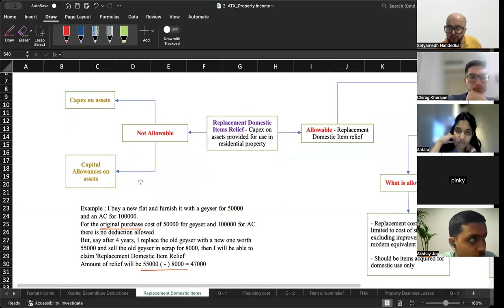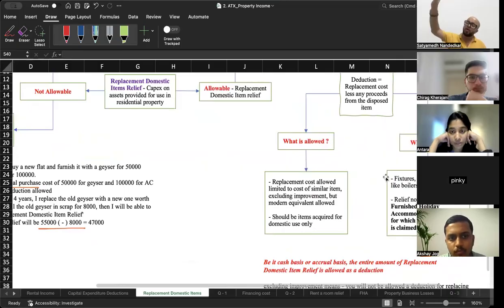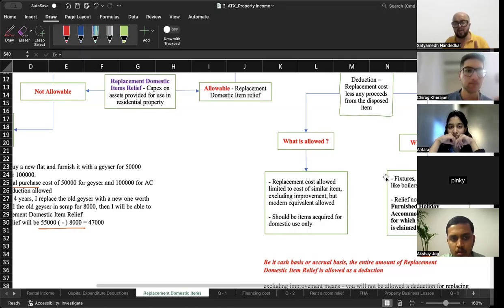Original purchase, no deduction. But later, if you are trying to replace the item, okay. So she purchased an AC in 2022. She used the flat for 5 years. In 2027, the AC broke down. So now the old AC has to be replaced by a new AC. Expenditure incurred on replacement asset is allowed as a deduction. Okay. And what is the amount of deduction? Replacement cost minus proceeds from the disposal of the item. So the original AC was for 50,000. She purchased a new AC for 60,000. The replacement cost will be allowed as a deduction while calculating taxable income.